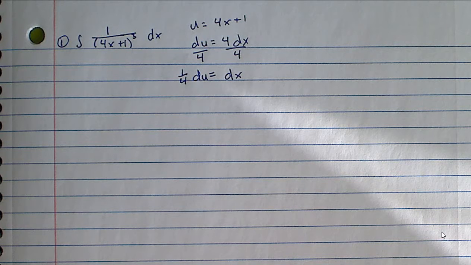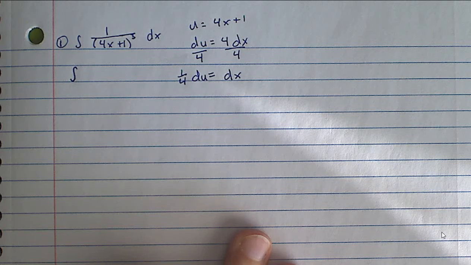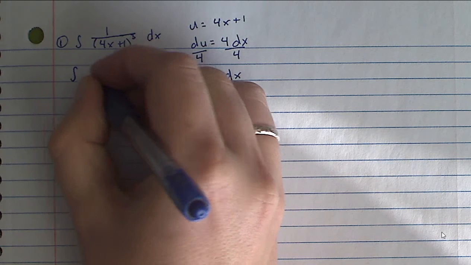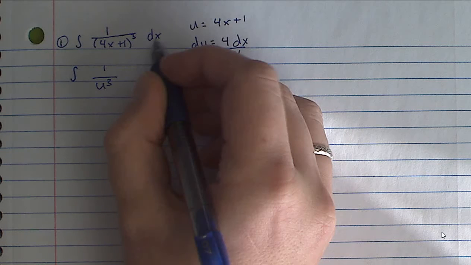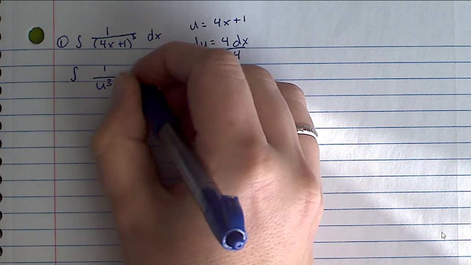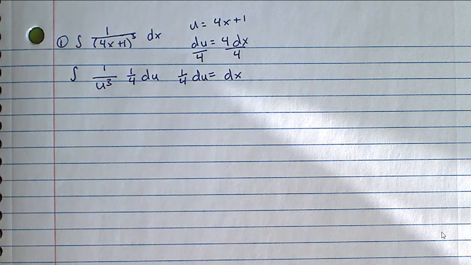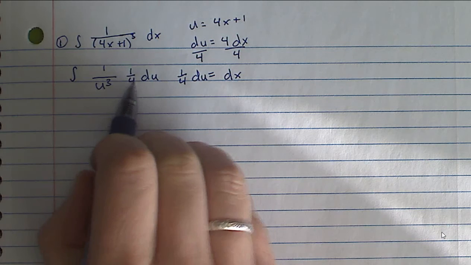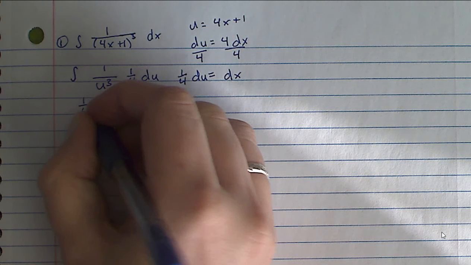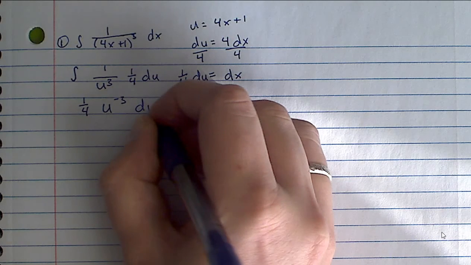Okay. So now we're going to do our integral. So this is 1 over u to the third. And then in place of dx, I'm going to write 1/4 du, because dx is equal to 1/4 du. So I can move the 1/4 in front. I can change 1 over u to the third to be u to the negative third. I can put du back here. Integral in front.